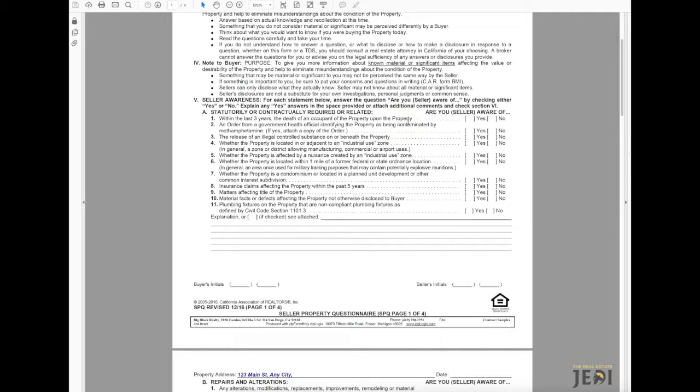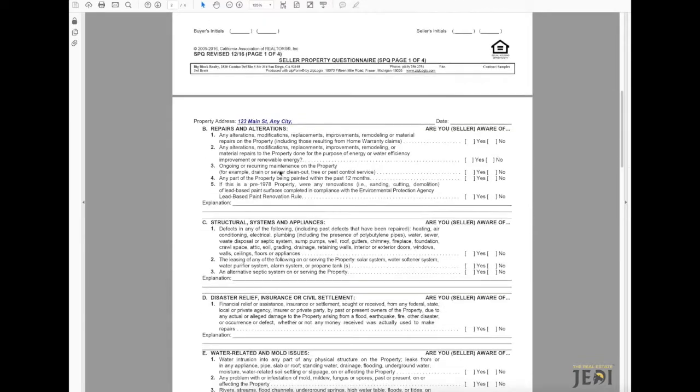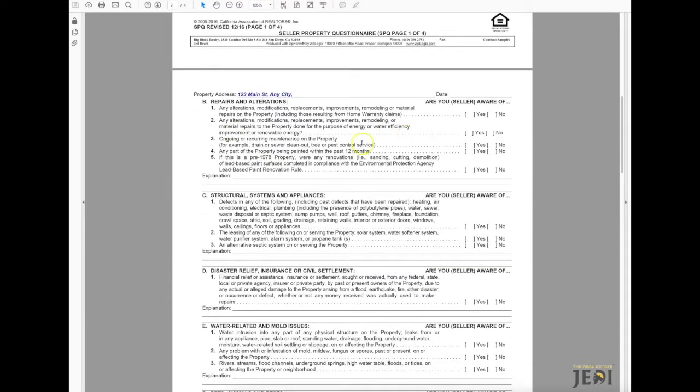And that could lead to potential loopholes for buyers down the road. So again, we just want to make sure that everything is completed in its entirety. And again, any questions on this, let us know. Otherwise, just fill it out as it is asked.